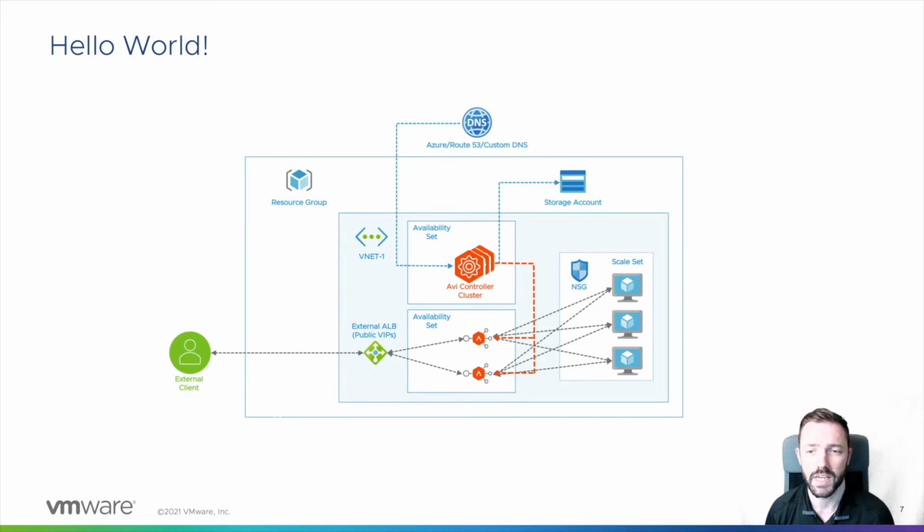The controller will take care of provisioning our service engines, an Azure external ALB, and a DNS record so that users can access our application by name. Let's get into the configuration.